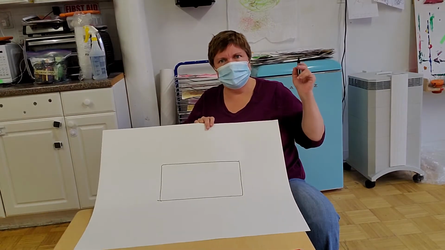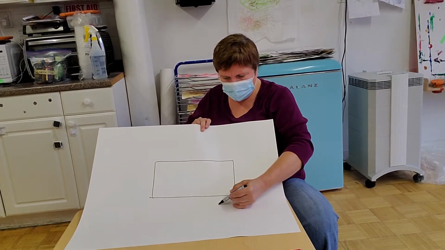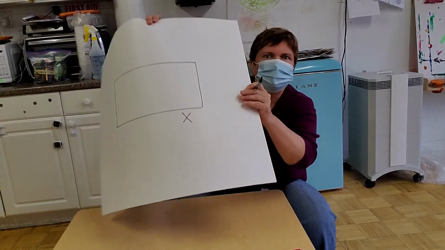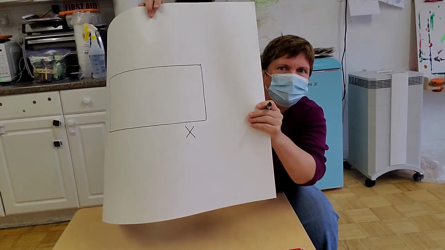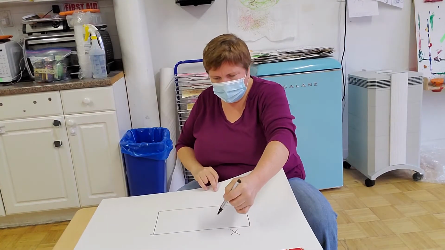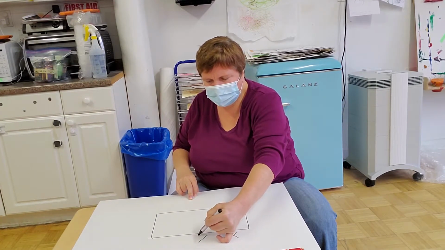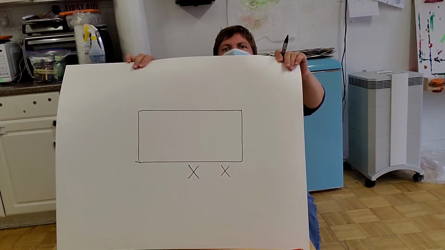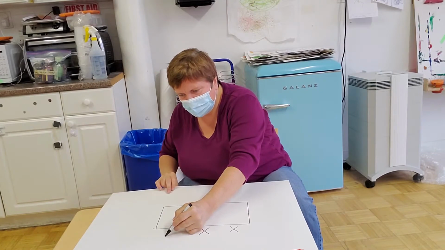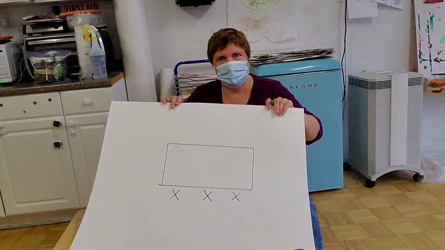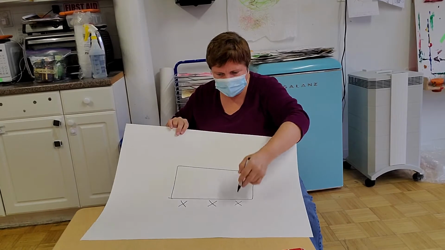Now, I have to think. What do they need? They need chairs. So I can make X's for chairs. How many, though, should I have? Well, I'm going to have my Uncle Charlie, and I'm going to make an X. Do you see the X? And I'm going to have a spot for my mother. And I'm going to have a spot for my father. That's 3 so far. 3 X's for 3 chairs.